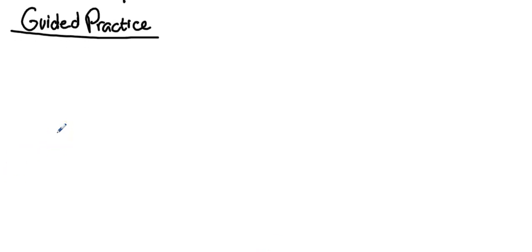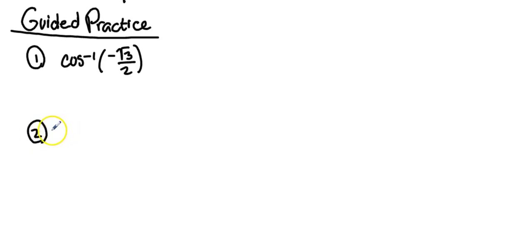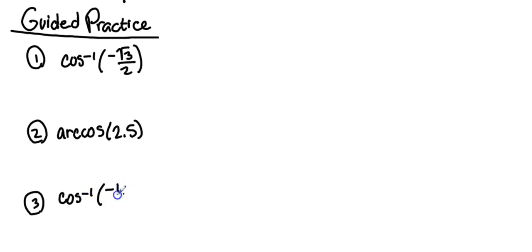So the guided practice questions are, number 1, cosine inverse of negative root 3 over 2. Arc cosine. Remember, arc cosine is the same thing as cosine inverse, just a different way of writing it. 2.5. And last but not least, number 3, cosine inverse of negative 1/2. So go ahead and press pause. I'm going to press pause, give all 3 a try, and we will see how we do.